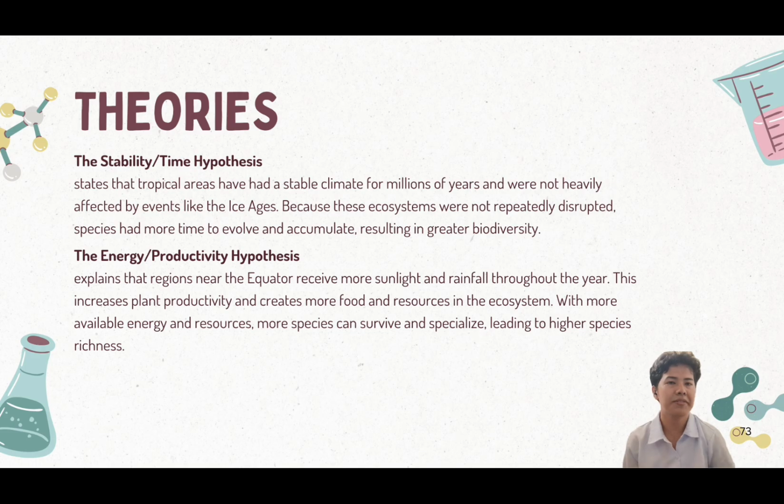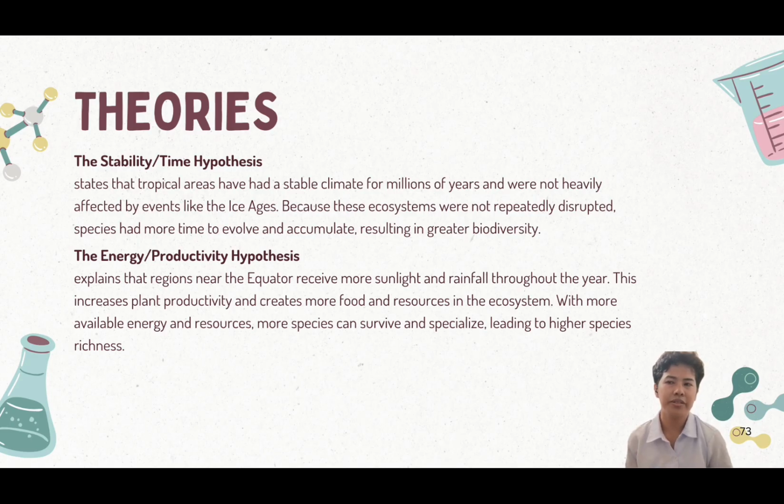Now, moving on to the last part of the discussion, the theories and the hypotheses, where there are two main hypotheses being presented. The stability or time hypothesis states that tropical areas have had a stable climate for millions of years and were not heavily affected by events like ice ages. Because these ecosystems are not repeatedly disrupted, species had more time to evolve and accumulate, resulting in greater biodiversity.